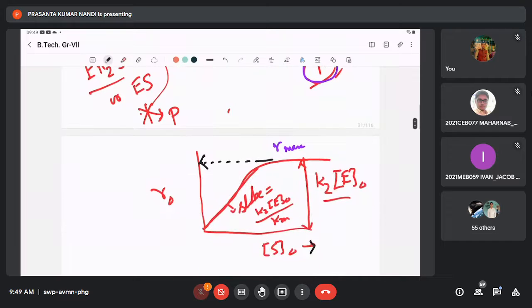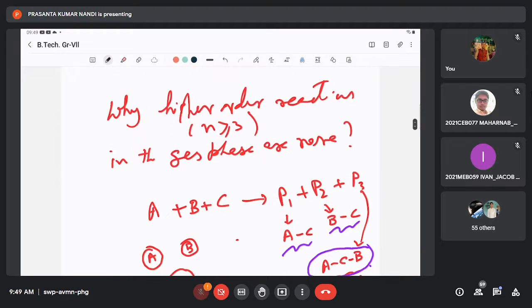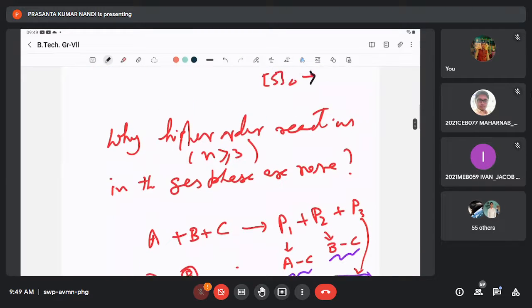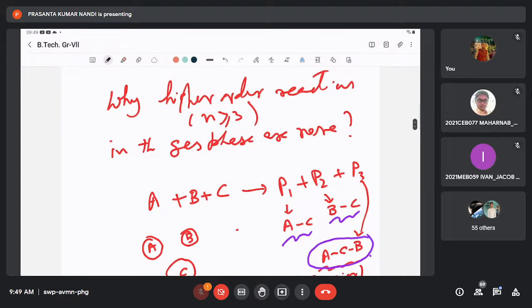So this is the enzyme catalytic reactions, the kinetics that we have particularly discussed. Now, an important question generally popularly you can find: why are higher order reactions, normally n greater than or equal to 3, in the gas phase rare? How can we explain that?